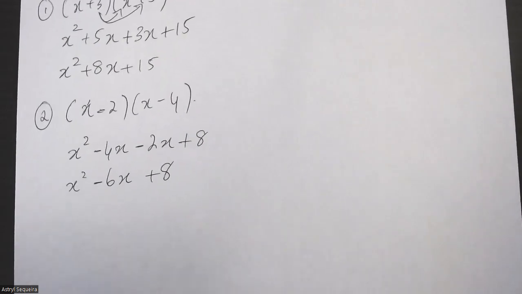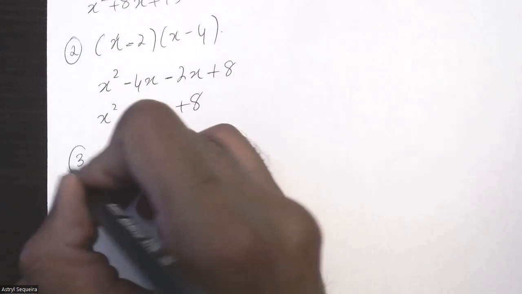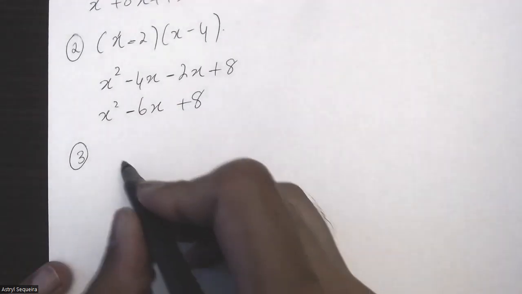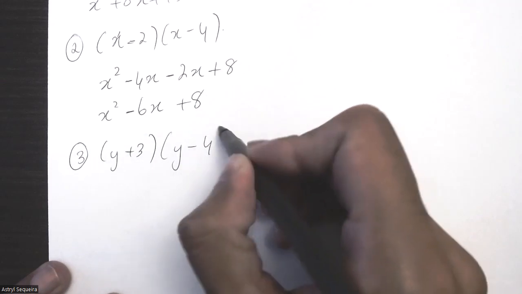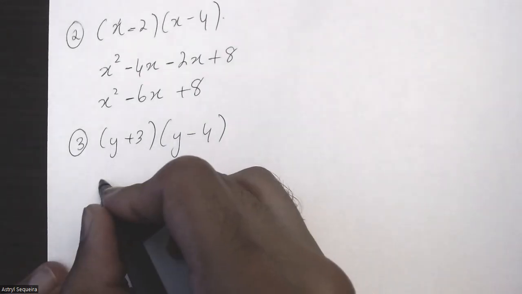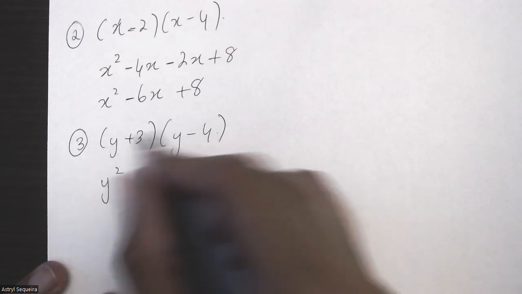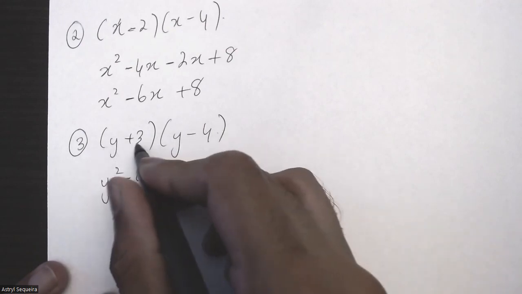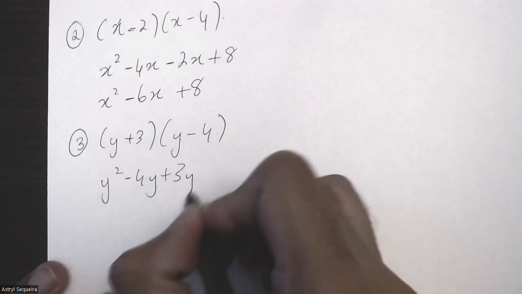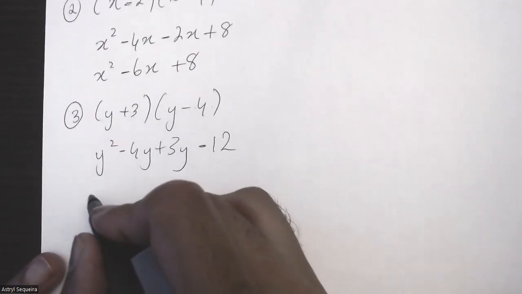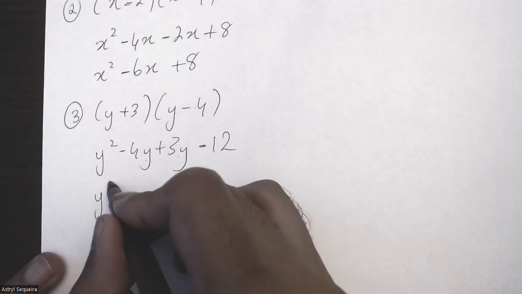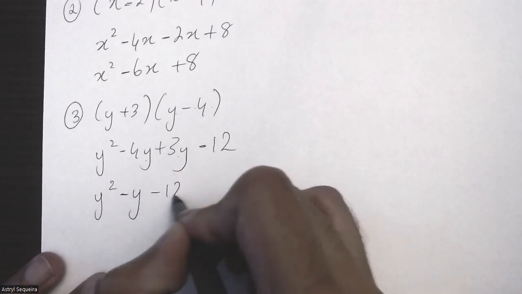Okay, third type of question is when you have mixed signs, but again, pretty much same idea. We have y plus 3 times y minus 4. So if I'm going to do FOIL, y squared, multiply those two, negative 4y, multiply these two plus 3y, multiply these two minus 12, and combine like terms. Negative 4 plus 3 is just negative 1, so it's just negative y in the middle.